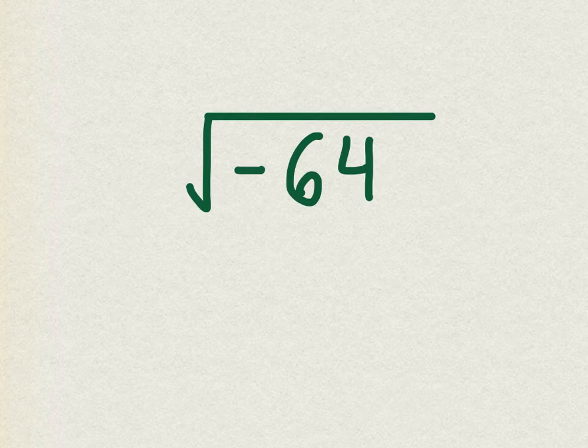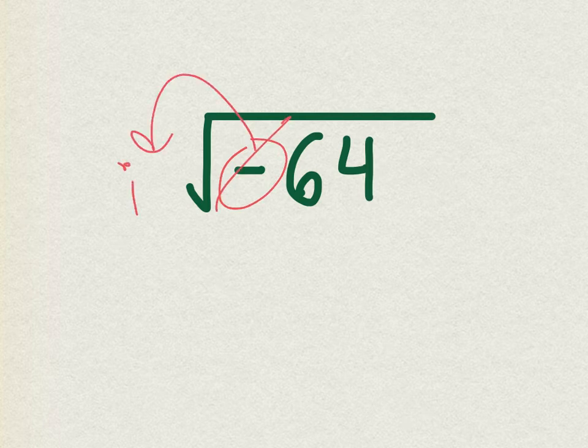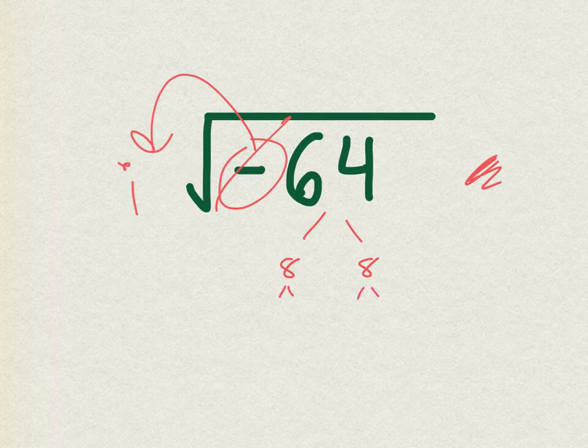All right, let's do the square root of negative 64. So what do we do with this negative? Take it out, change it to an i. And then what are factors of 64? Factors? Yeah, factors. 8 and 8. We could circle our 8s here since we have a pair, or we could just break it down more. What are factors of 8? 4 and 2. And then what are factors of 4? 2 and 2.